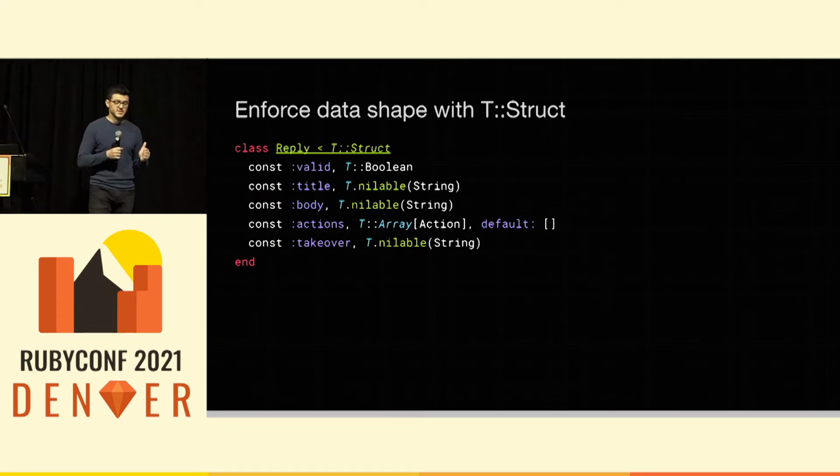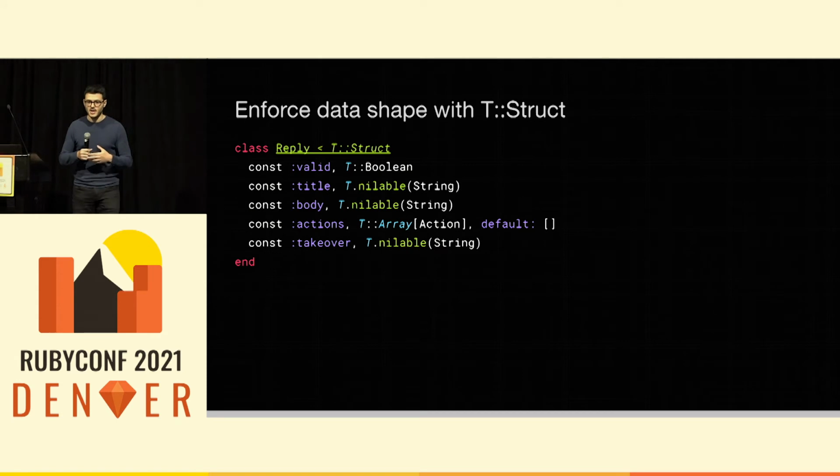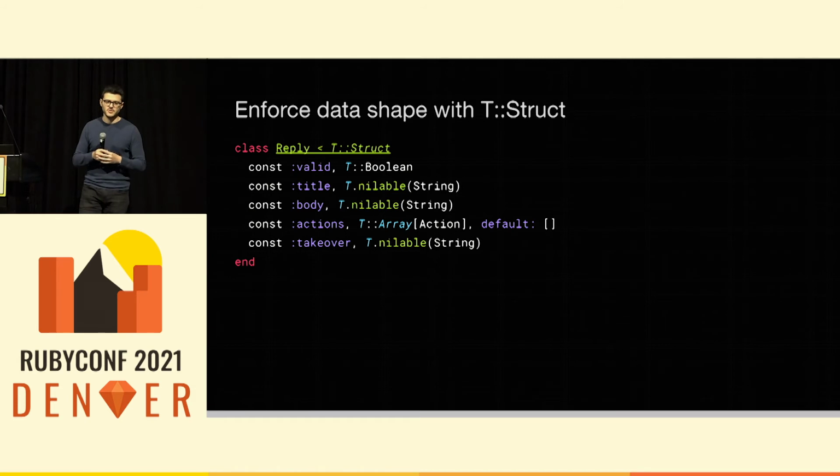This is T::Struct. This is a utility class that ships with Sorbet. All it is, is a data vessel that you have to declare fields and types for. And optionally, you can make these fields immutable. And this is awesome. I mean, we have used this to refactor a bunch of APIs that previously used hashes.